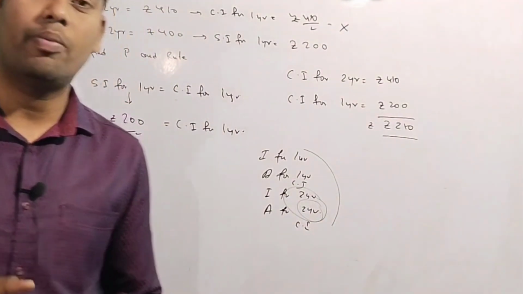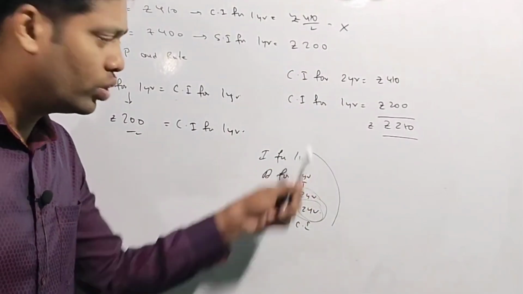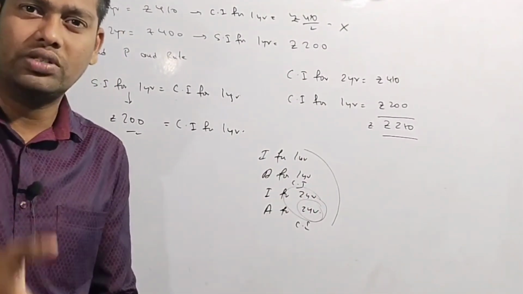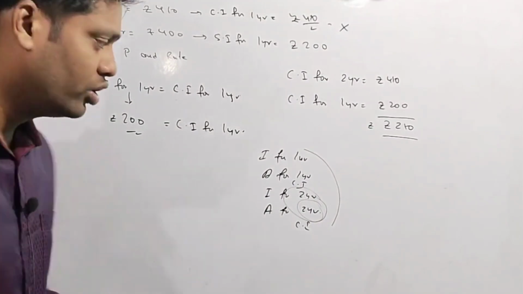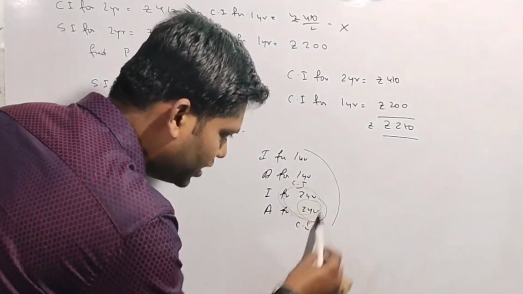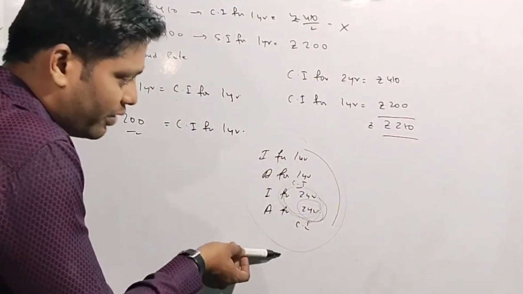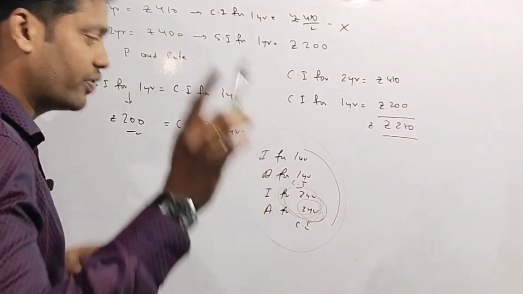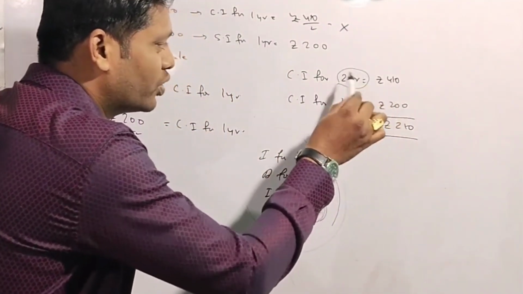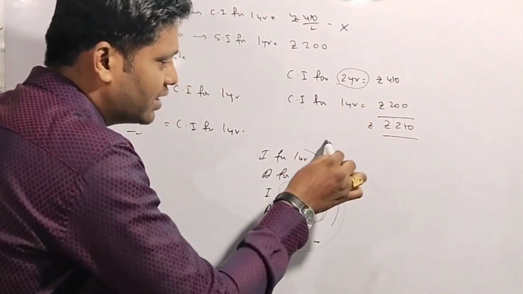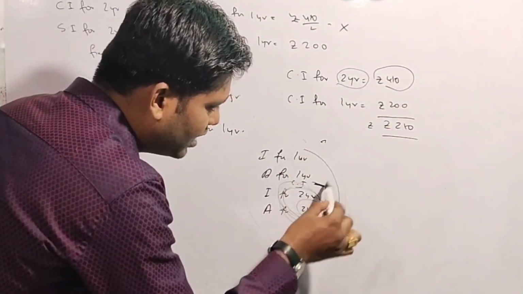If they are saying compound interest for 2 years, not the second year, 2 years and second year make a great difference. If they say 2 years, you calculate the value at the end of 2 years and subtract the initial value from it. If they say 2 years, it means total, so final value minus initial value. If it is for the second year, it is only this part. So this is for 2 years, not the second year. 2 years means final minus initial. This is for 1 year, and that is also final minus initial.